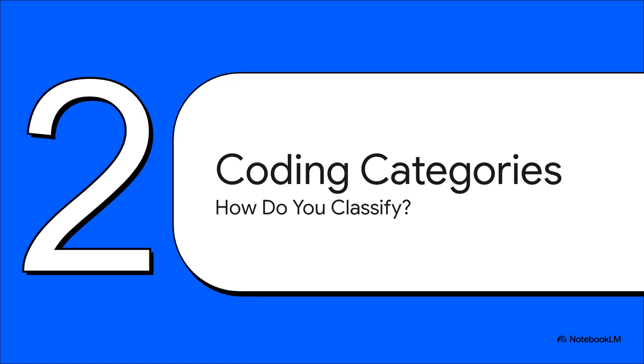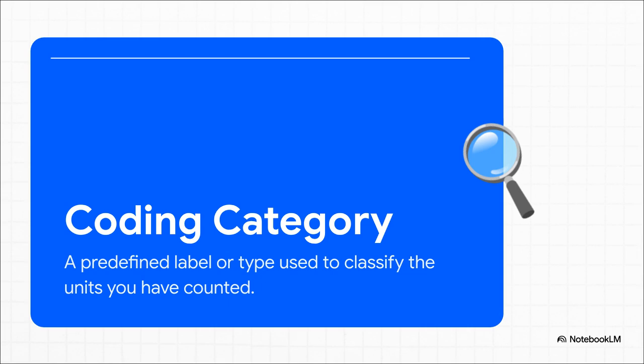Okay, so you've identified your bricks, you've counted them, and now you have a big pile of them sitting in front of you. What's next? Well, you need a way to sort them. And that brings us to our second big idea, coding categories. This is all about how you classify things. Once you have all your units, you need a system to organize them. And that's all coding categories are. They're just predefined labels. Think of them like sorting buckets you're going to use to put your units into so you can start to see some real patterns.